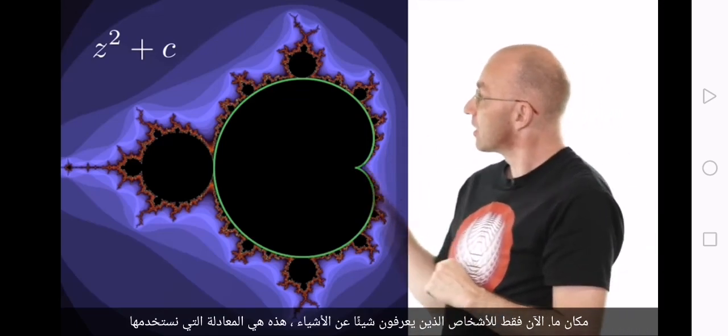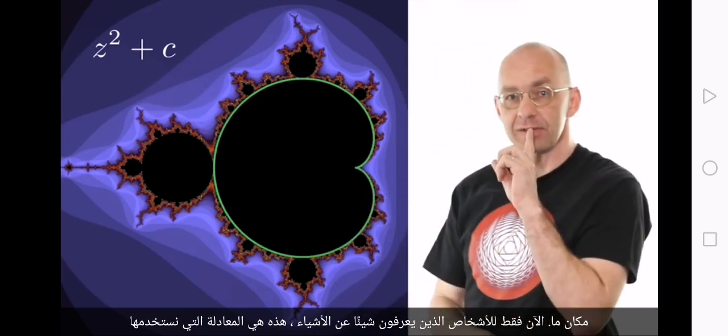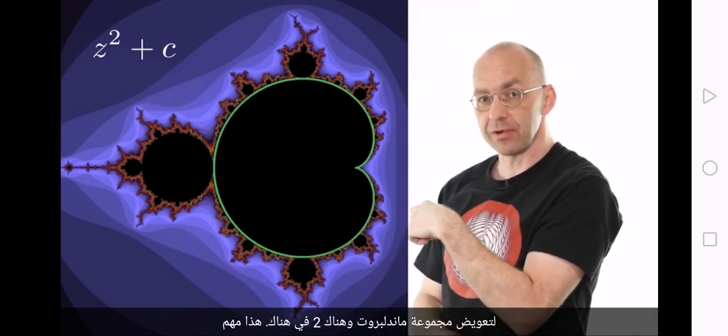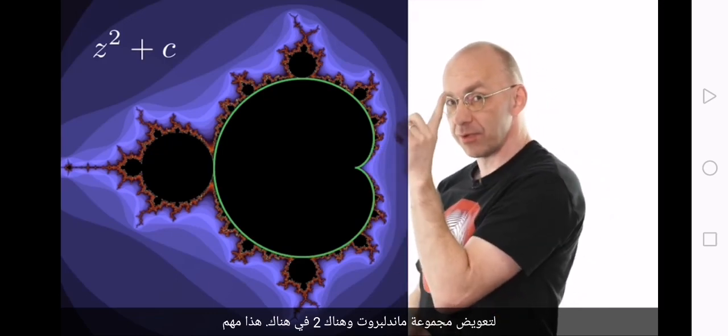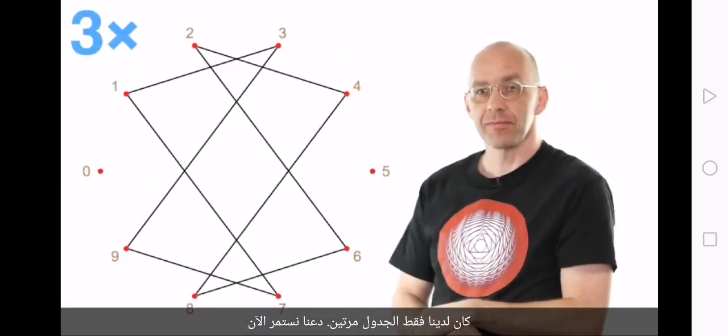Now, just for those people who know something about this stuff, that's the equation that we use to make up the Mandelbrot set, and there's a 2 in there, okay? So that's important. We just had the 2 times table, so let's just keep going, okay?